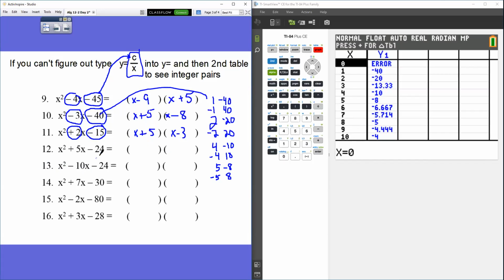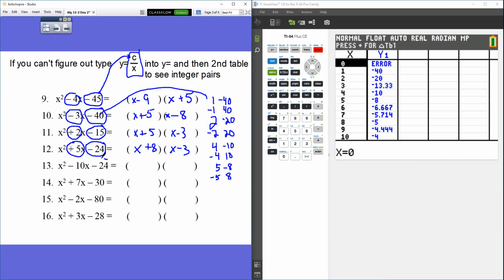Take a look at number 12. What times what is negative 24, that adds up to 5? Go ahead and type that into the chat. Yep, that would be x plus 8 and x minus 3.